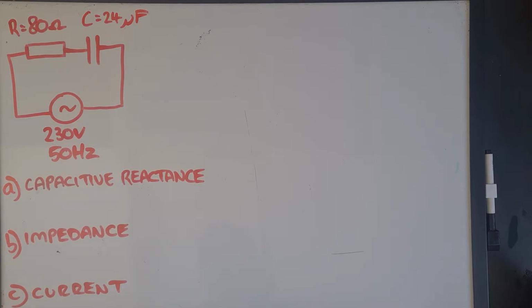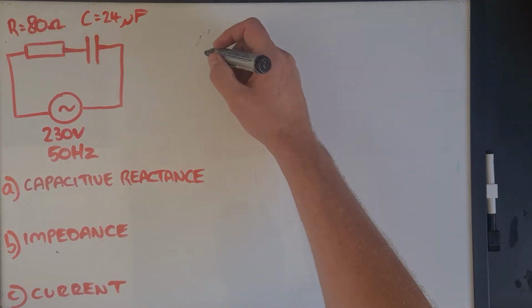Just keep in mind that it is also quite common to be asked to simply calculate the current for one of these, but you've got to understand that we can't simply go to that step. We need to do steps A and B before we can get there. So let's start with A, which is working out capacitive reactance.